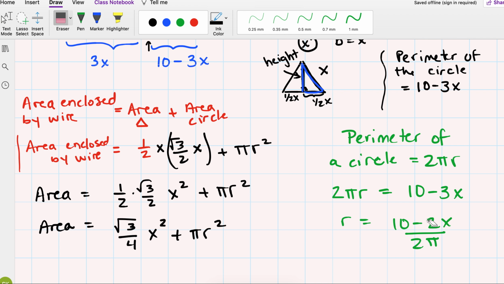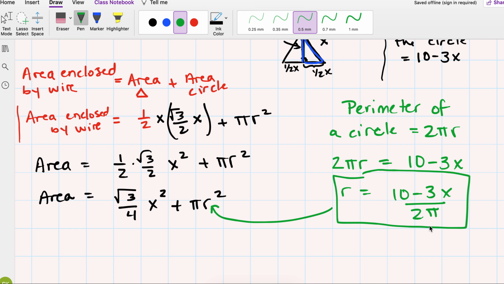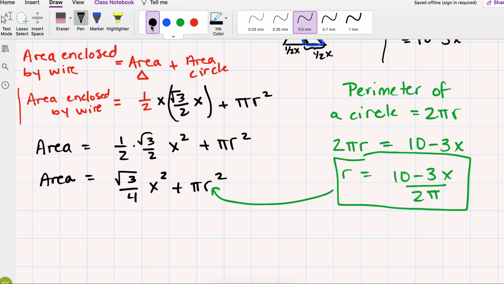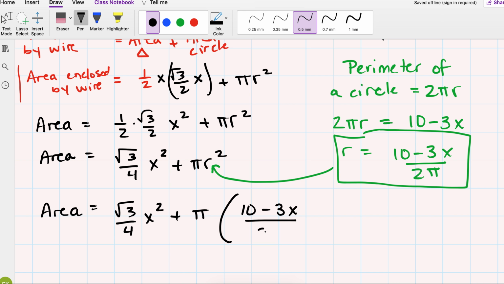And that should be a 3 right here. 10 minus 3x divided by 2 pi. So this is r, which tells us we can replace the r right here. We need to square this, and we'll get that the area is root 3 over 4 x squared plus pi times this one, 10 minus 3x over 2 pi squared.